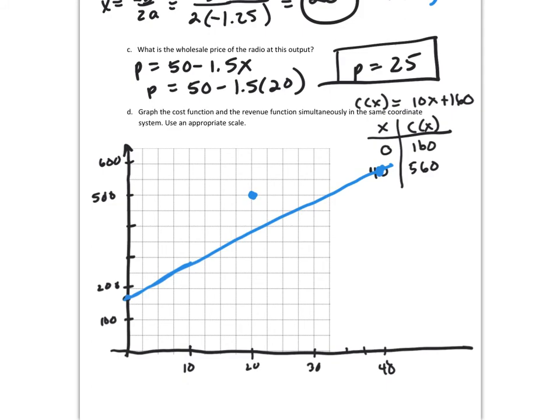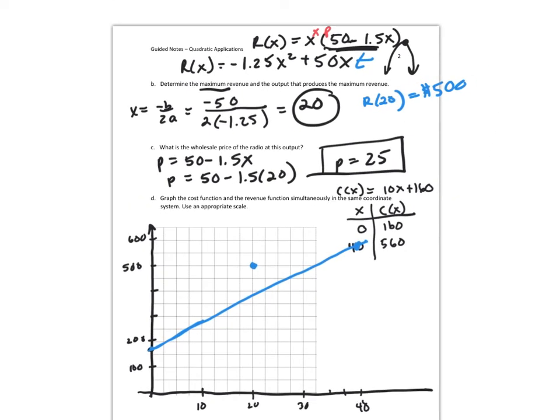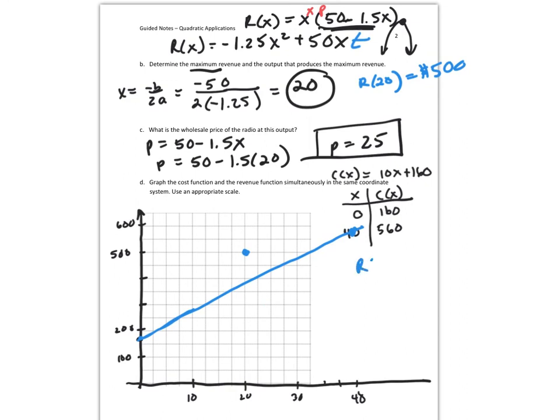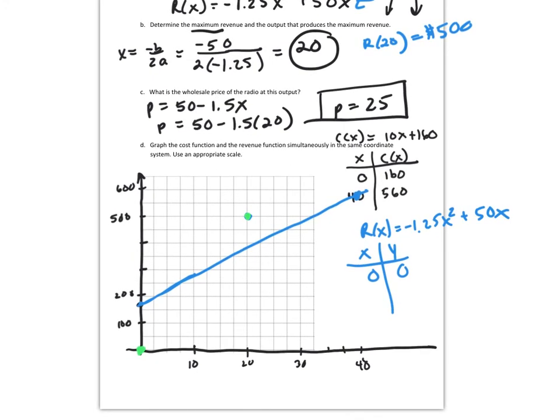And then the revenue equation, R of X is negative 1.25 X squared plus 50X. If I did some ordered pairs, if X is 0, Y is 0. So I'm going to plot that point there. And let's use symmetry. Halfway through the units is 20. From this point to this one is 20 units. So I know 20 units on the other side, I will also have a point.